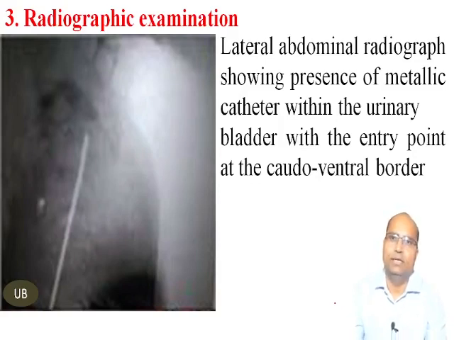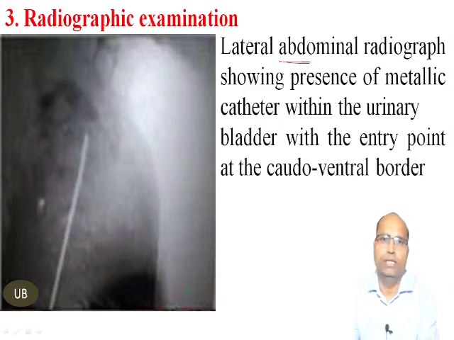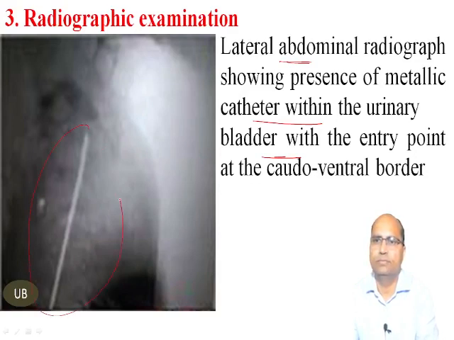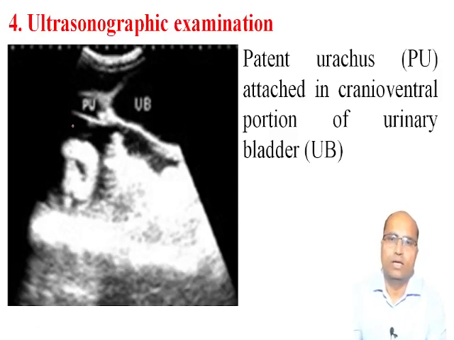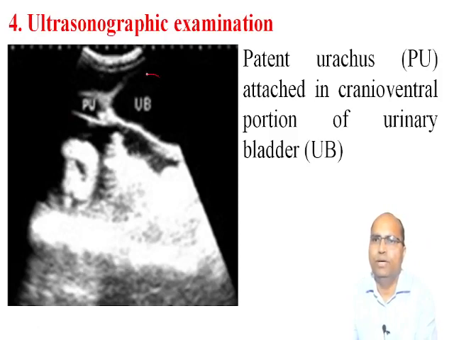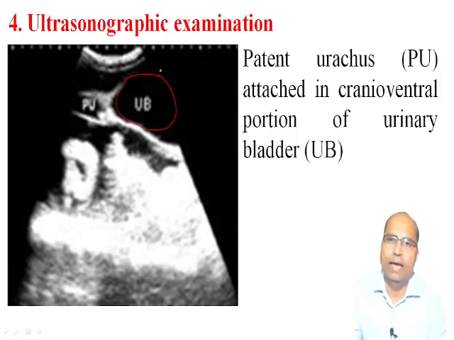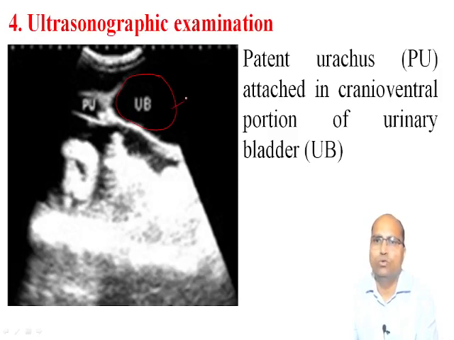Radiographic examinations. In radiographic examination, a lateral abdominal radiograph shows the presence of a metallic catheter within the urinary bladder with entry point at the ventral border. See this. Ultrasonographic examinations. In ultrasonographic examinations, urinary bladder appears black, that is an anechoic structure, due to presence of urine.